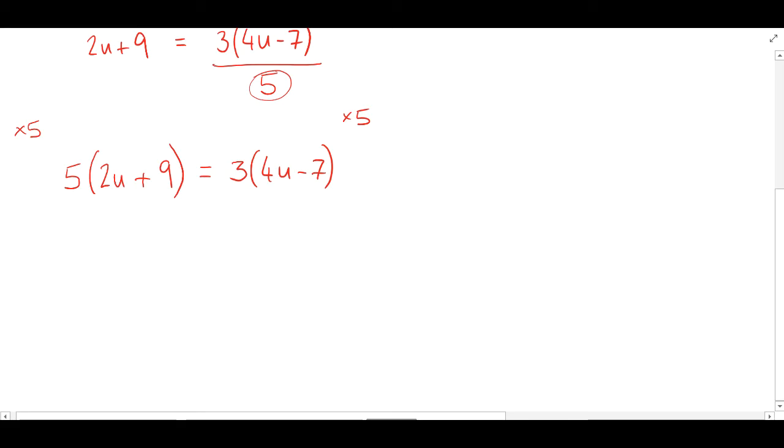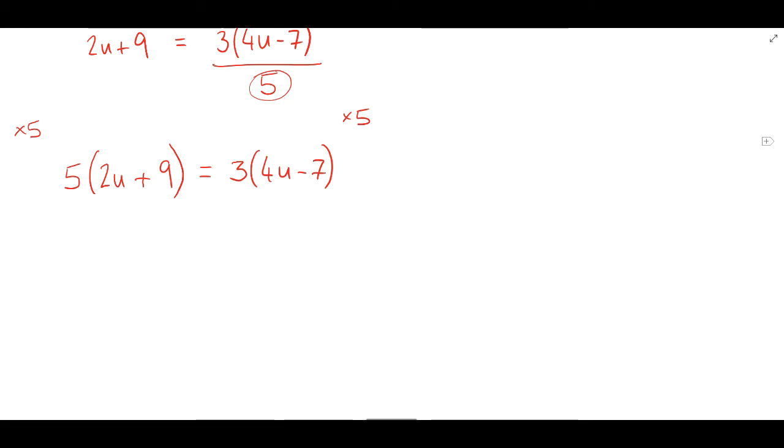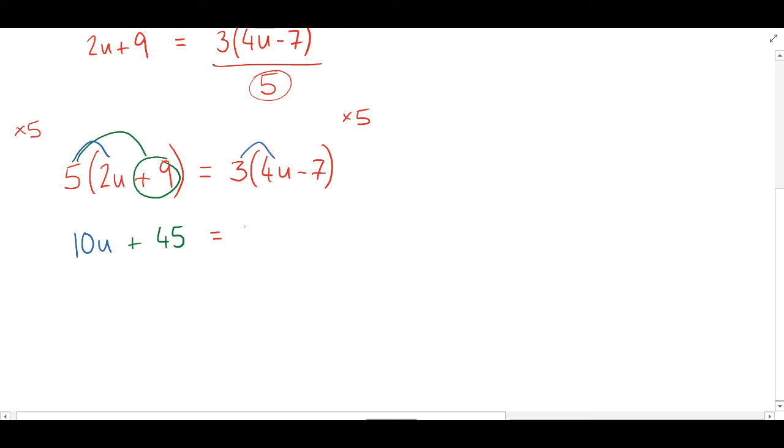Now it becomes a question just like the example 3 I did, this one here, where we have just brackets and numbers on both sides. So I'm now going to expand the bracket. 5 lots of 2u gives me 10u. 5 lots of positive 9, not 5 plus 9, gives me plus 45. And then on the right hand side, 3 lots of 4u gives you 12u. And then 3 lots of negative 7 gives you negative 21.